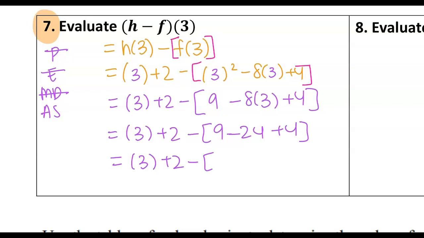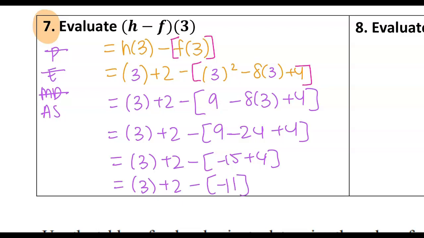In that parentheses, Tristan, what's 9 minus 24? 13. Try it again. Help them out, guys. Negative 15. Thank you. And then plus 4. What's negative 15 plus 4, Tristan? Negative 11. Let's get you a calculator.